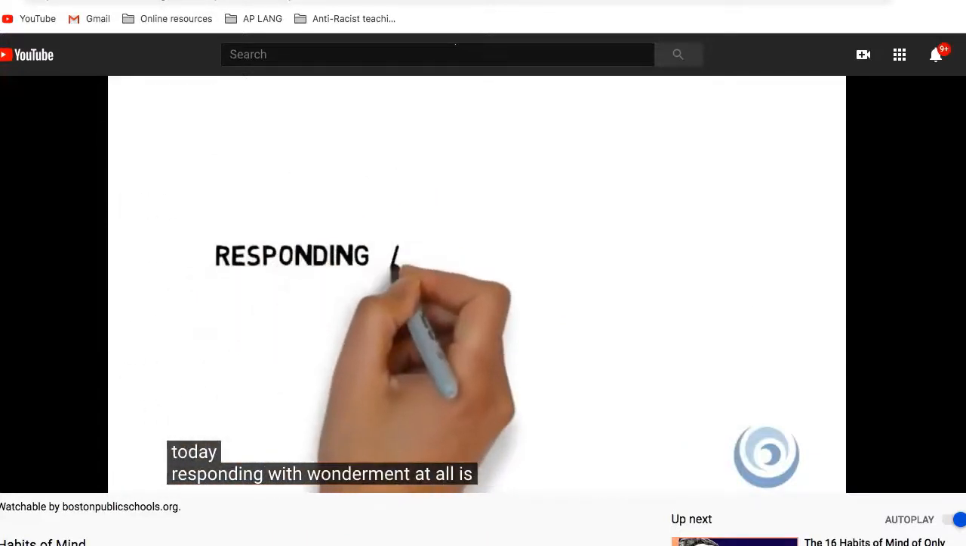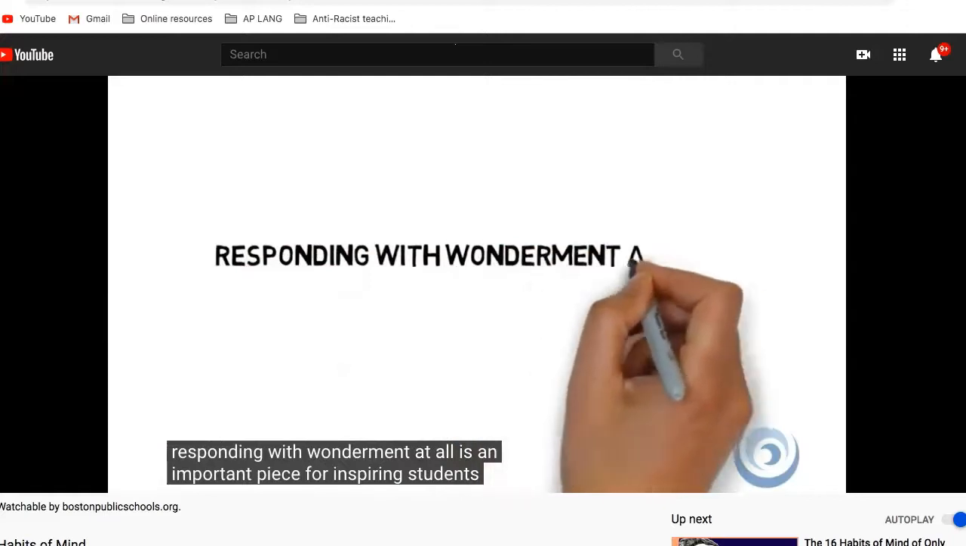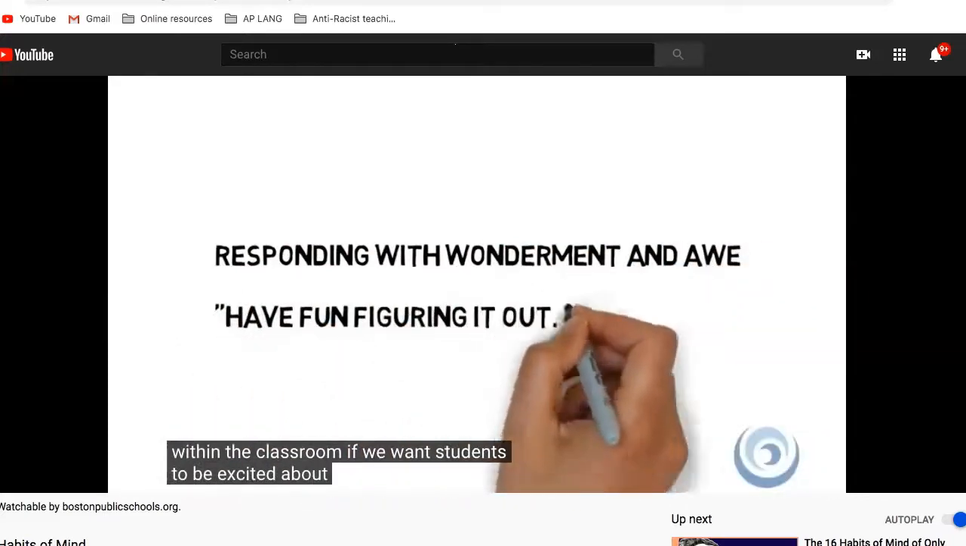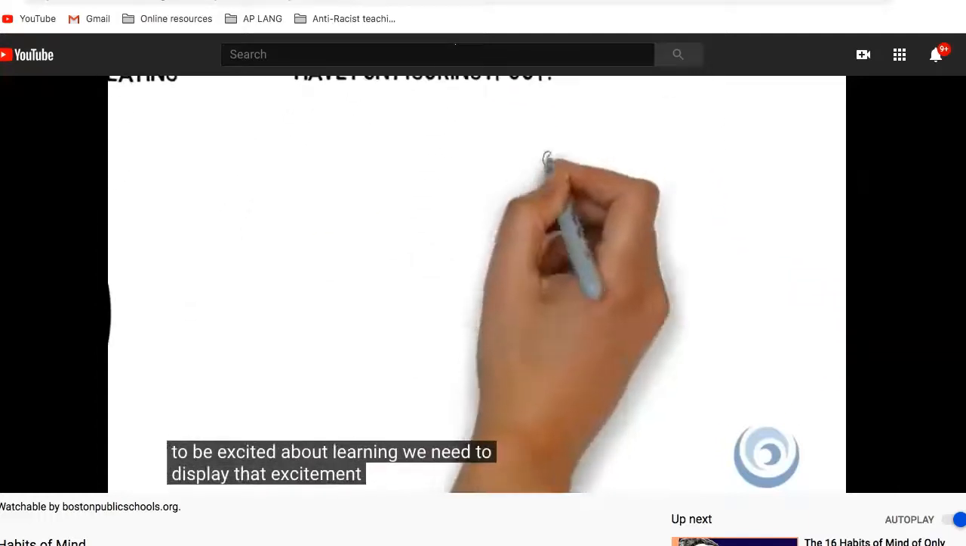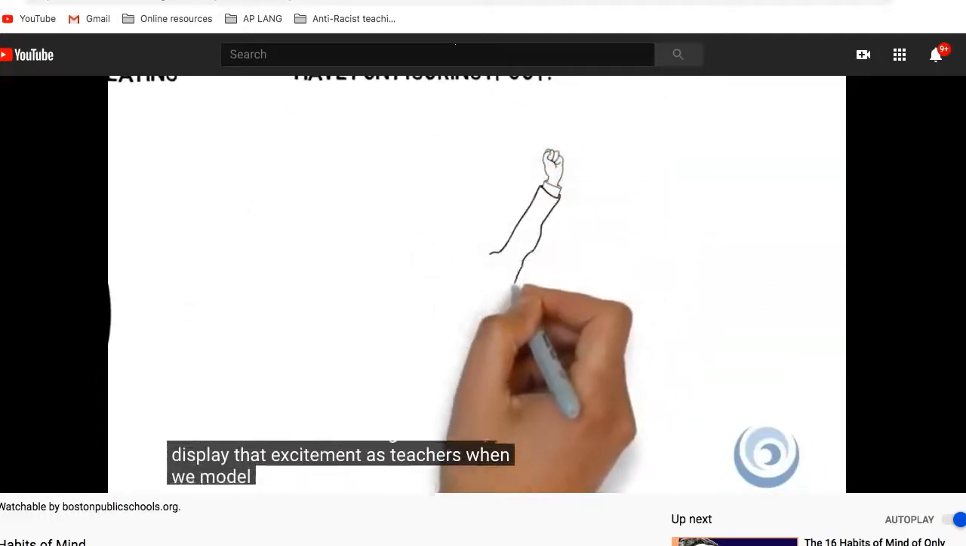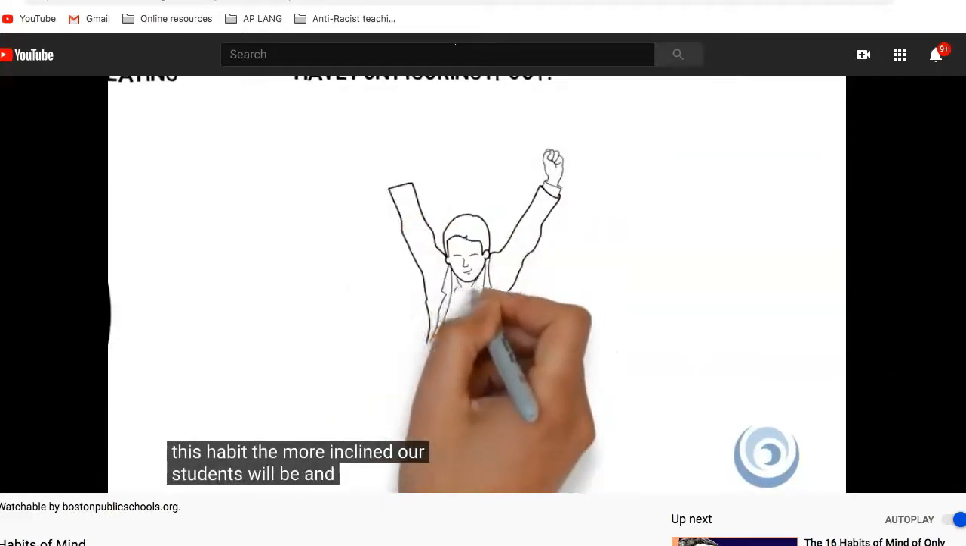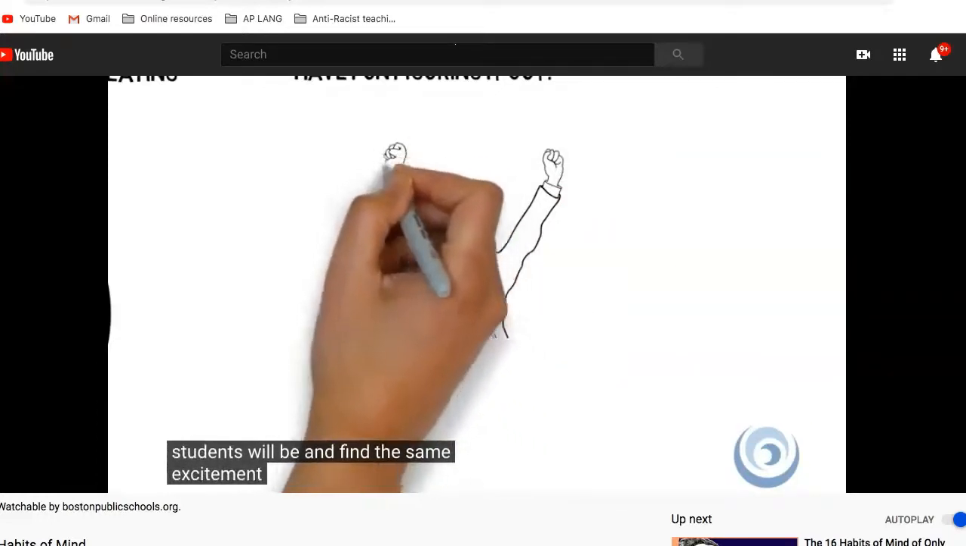Responding with wonderment and awe is an important piece for inspiring students within the classroom. If we want students to be excited about learning, we need to display that excitement. As teachers, when we model this habit, the more inclined our students will be in finding the same excitement in learning.